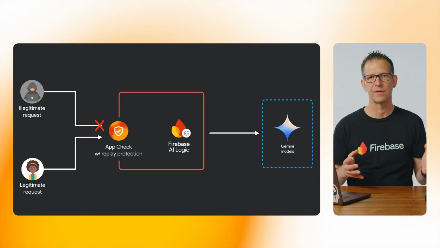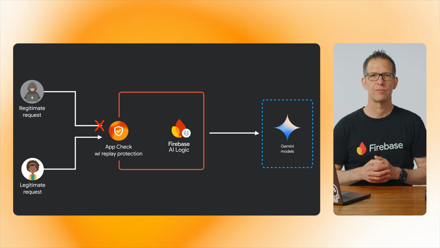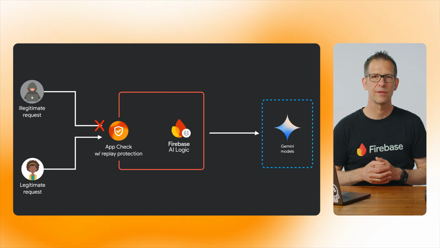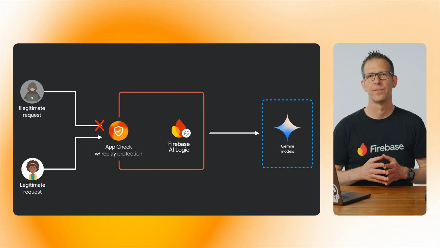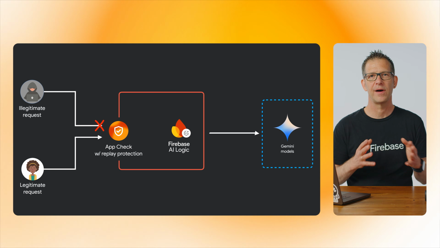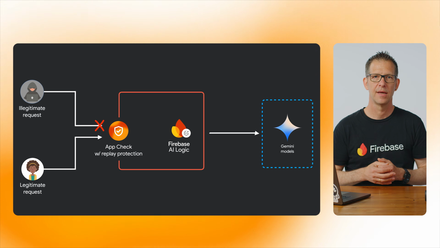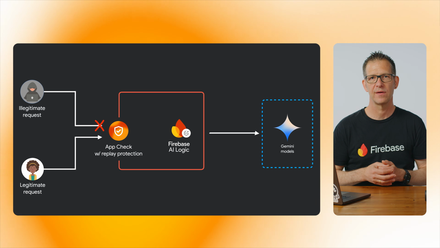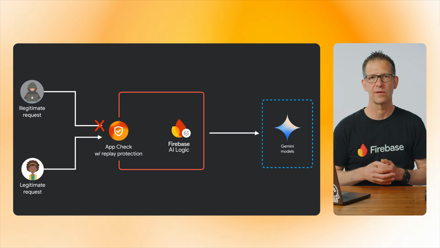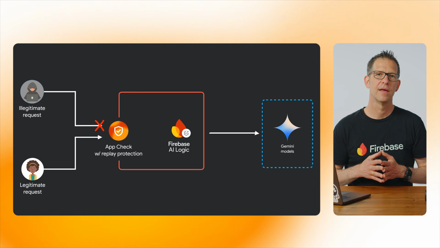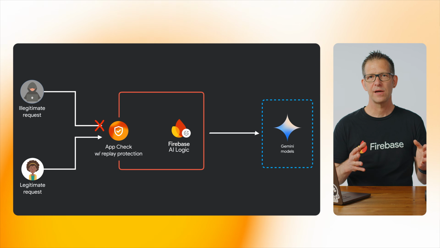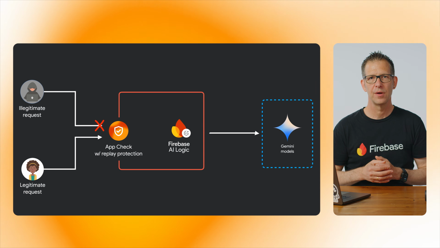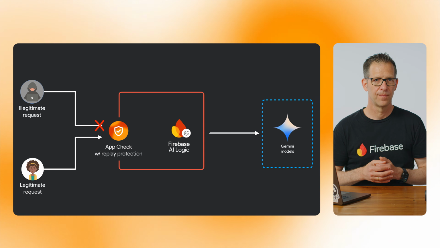As a second line of defense, you need to ensure that requests for the model can come only from your genuine application from an untampered device. For that, we've got Firebase App Check. It uses an attestation provider to ensure that all requests originate from a legitimate instance of your app. In addition, App Check supports one-time use tokens to protect against replay attacks.